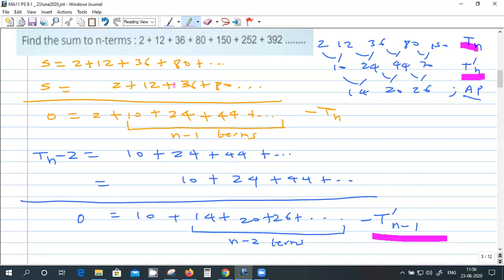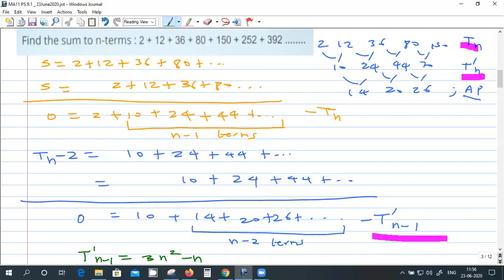Okay, so if you simplify this one, I'll just give the answer. From this, you will get T prime n minus 1 equal to 3n square minus n. You just have to use the sum of AP here: n minus 2 by 2 into 2a plus n minus 3 into d. Okay, and you simplify, you'll get this one.